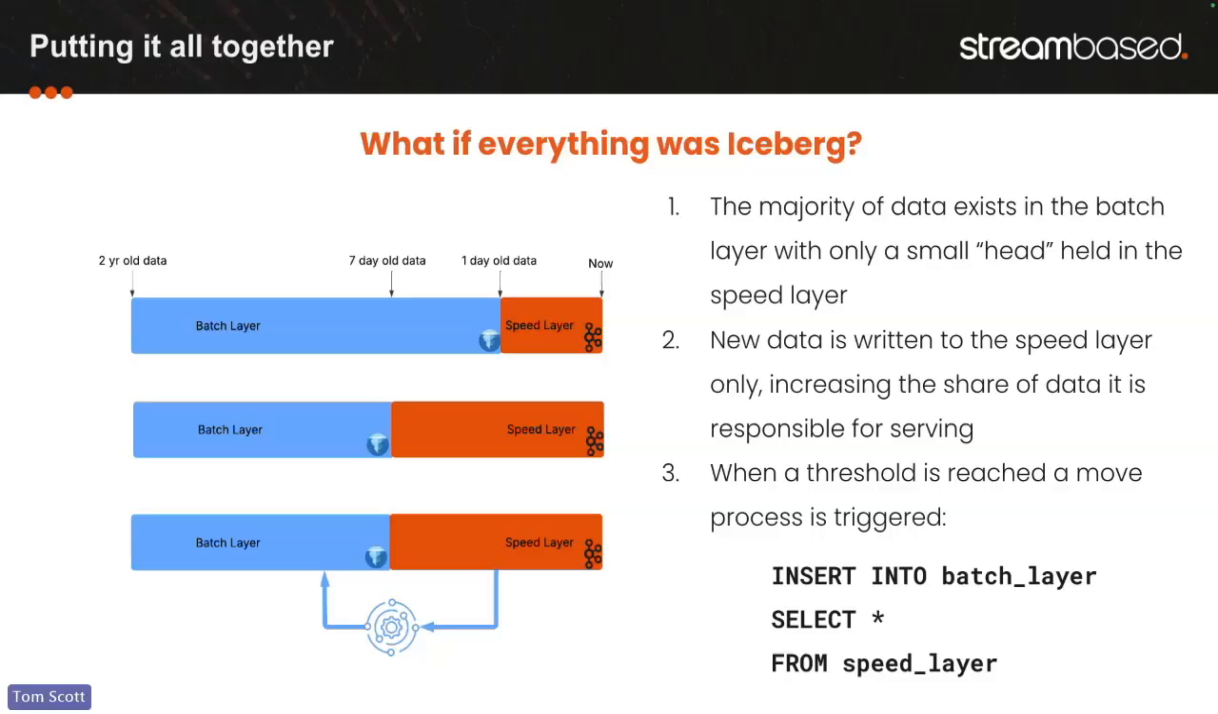At that point, all we need to do is kick off a process that transfers everything that's sat in the speed layer into the batch layer. Bringing them together is as simple as doing a union. Transferring them from new to old is as simple as going insert into the batch layer, select star from the speed layer. Okay, not quite that simple, but I'm using my license. And then once we've done that, we're back at the beginning, and this just continues on and on and on.